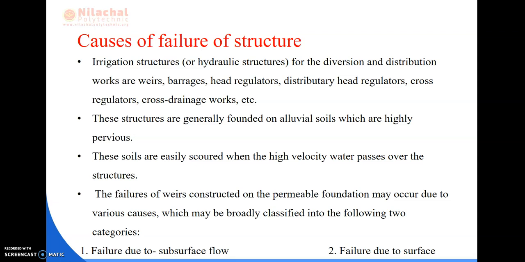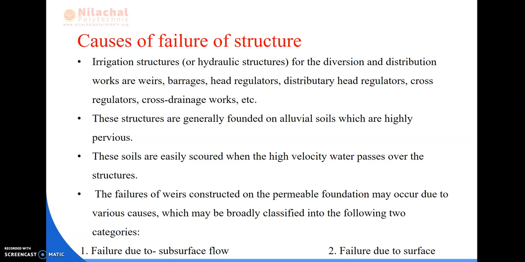Irrigation structures or hydraulic structures for diversion and distribution work are weirs, barrages, head regulators, distributary head regulators, cross regulators, cross drainage work, etc. These structures are generally founded on alluvial soils, which are highly pervious. These soils are easily scoured when high velocity water passes over the structures.